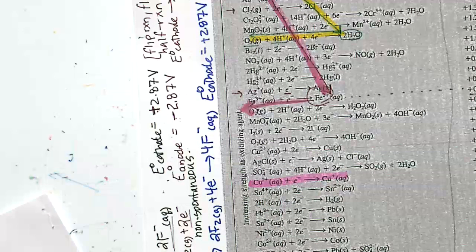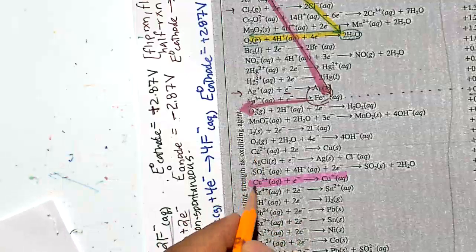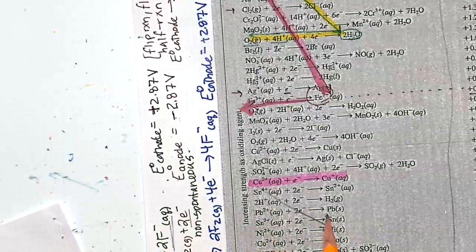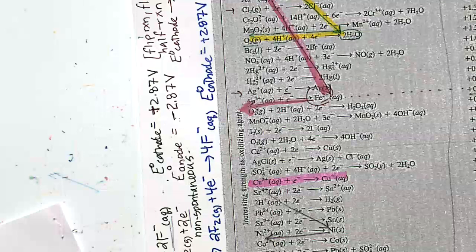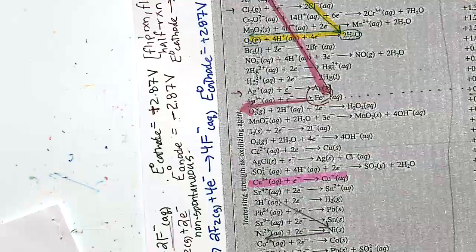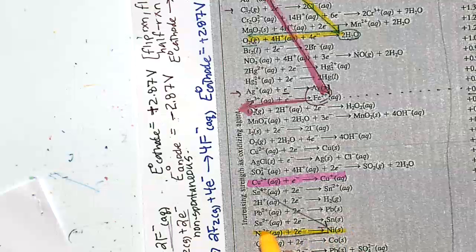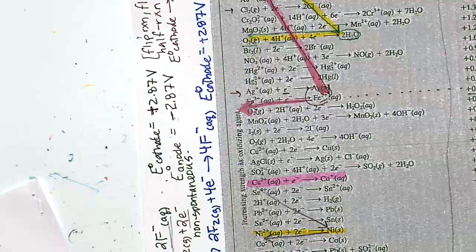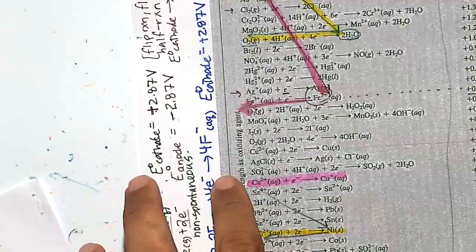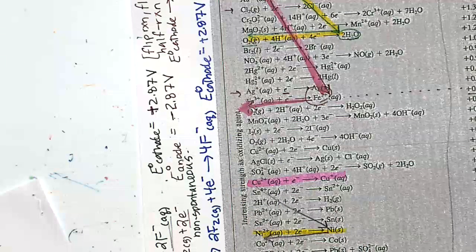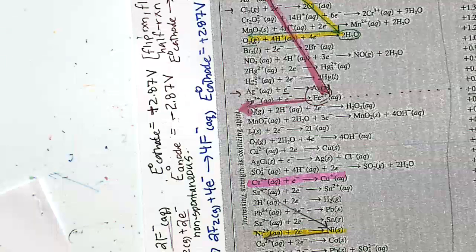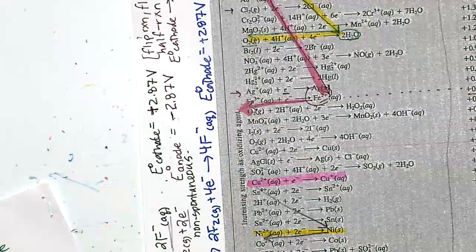Can copper oxidize nickel to nickel+2? Yes or no? What do you think? Remember, if you flip it, it becomes oxidation. So can copper+2 oxidize nickel to nickel+2? What would the answer be, yes or no? Yes. Whichever one you pick, anything below it can get flipped.